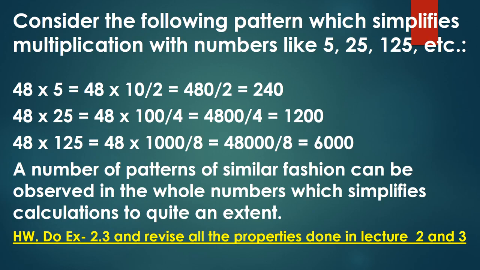So how can we write down 5? It is 10 divided by 2. So it is 48 multiplied by 10 divided by 2. Now multiply 48 by 10 first. It is 480. Now 480 divided by 2 is 240.